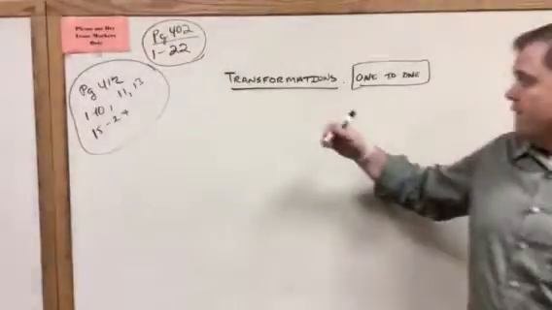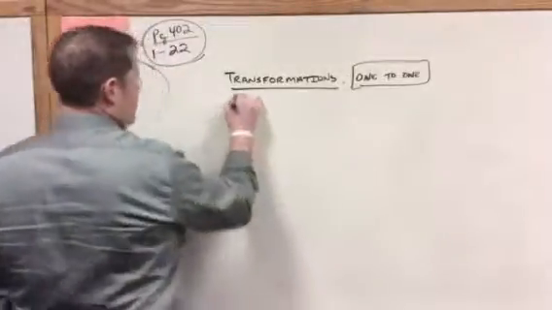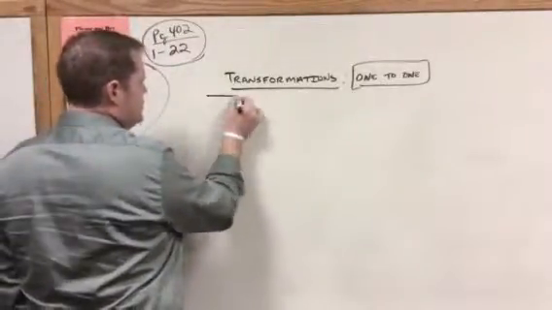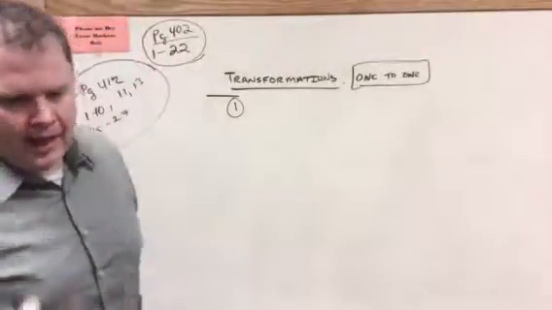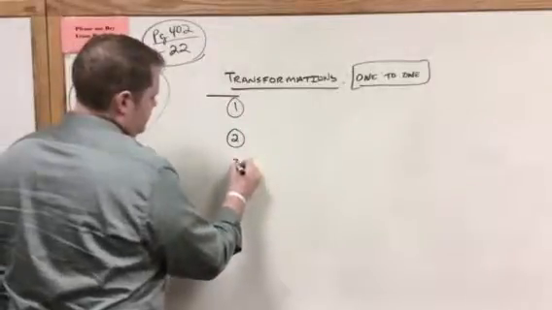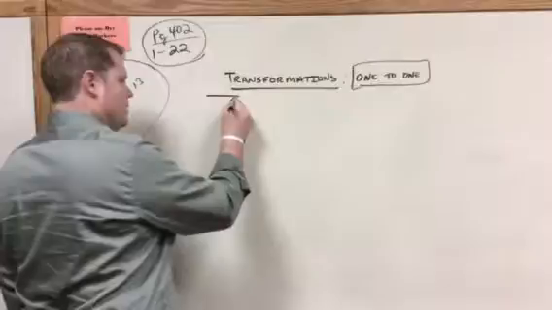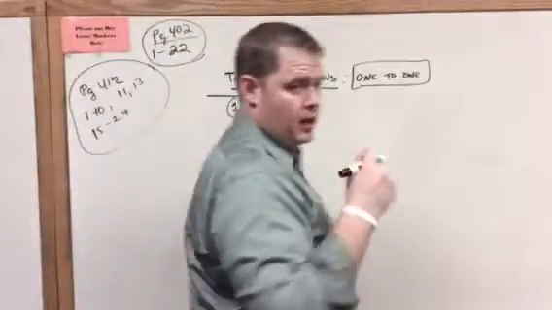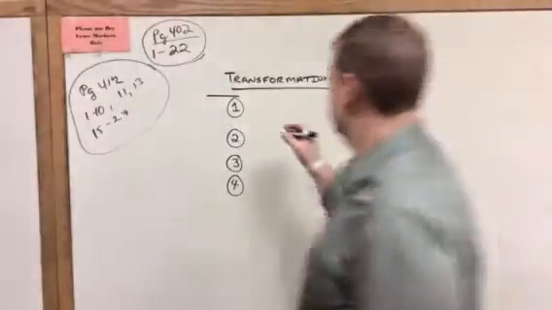Now, there are 5 different types of transformations. So we're going to talk about 5 types today. I'm going to teach you 4 of them today. You're going to learn one on Wednesday, and then Thursday you're going to have a review of that. All right, so 1 to 1. All right, number 1. So first one. Okay, number 1, the 1 to 1 is a reflection.